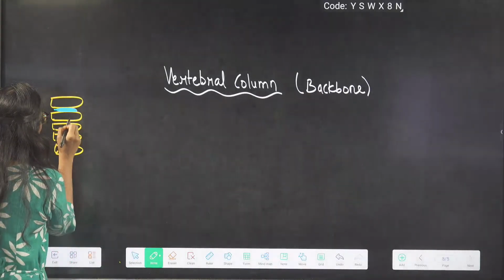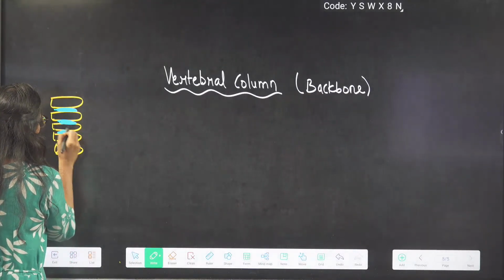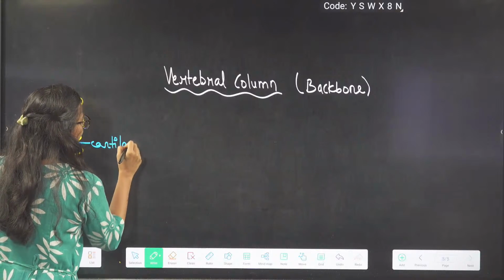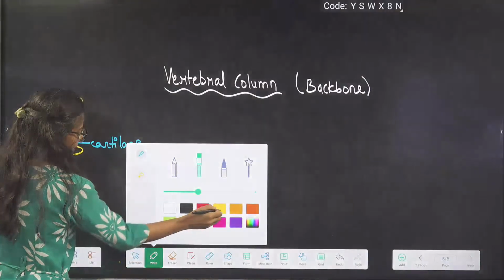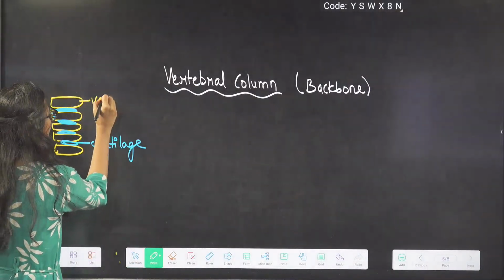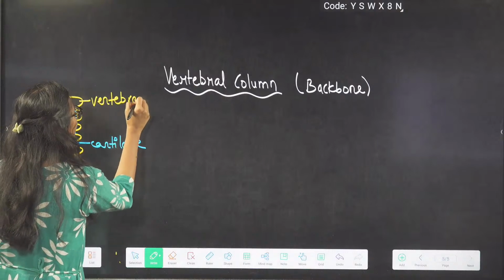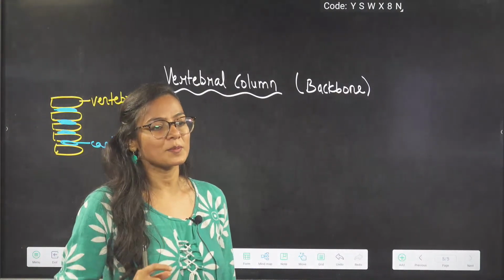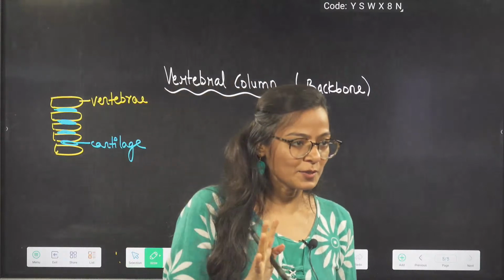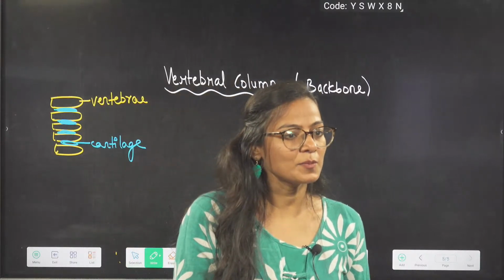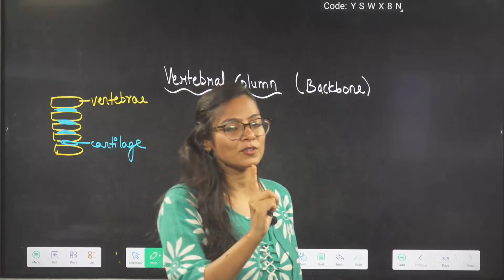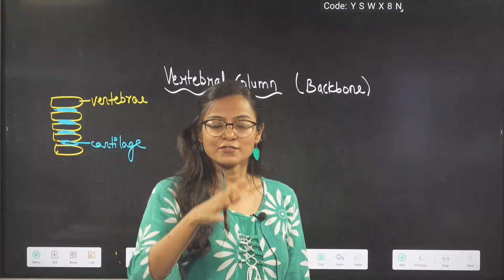And in between these bones, do you know what is this blue colored structure I am drawing? That is cartilage. And these structures, they are called vertebrae, right? In the vertebral column, so many bones are present. Those bones are called vertebrae, and in between all those vertebrae, what do we have? We have cartilage. Now this cartilage is responsible for providing us this partial flexibility.